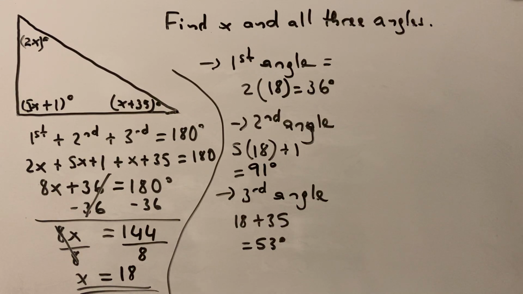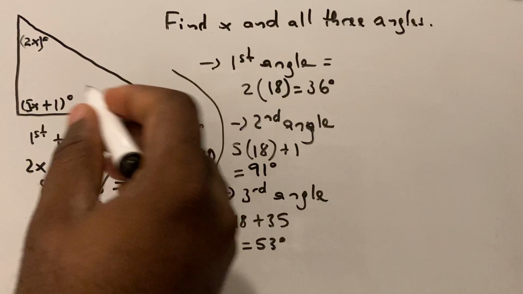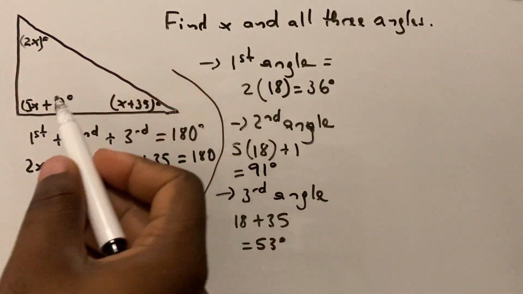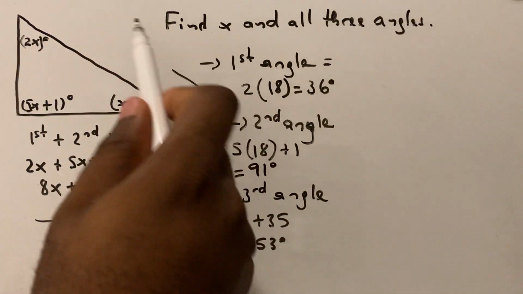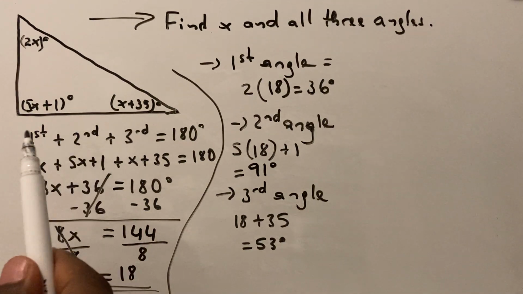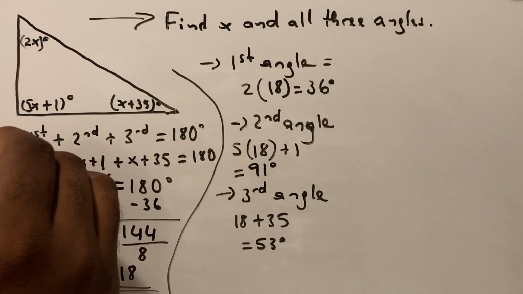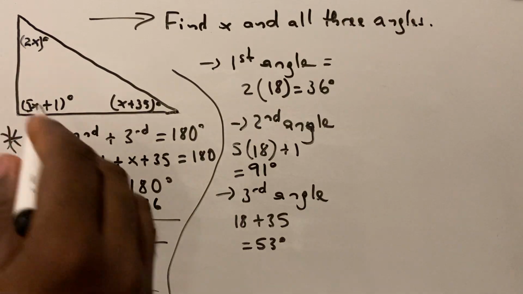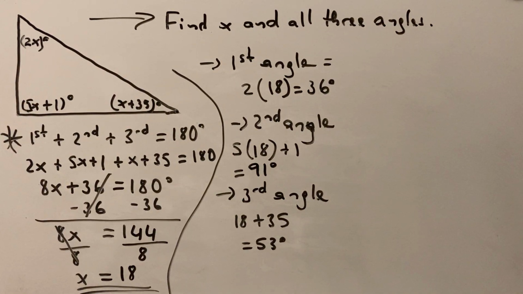As you can see, I started with this triangle. I have all the angles in terms of x. Then I needed to solve to find x and all three angles. It's very easy to find the angles once I know the value of x. To know that, you need to form an equation. How do you form an equation? Well, we know for a triangle the sum of all three angles will give you 180.